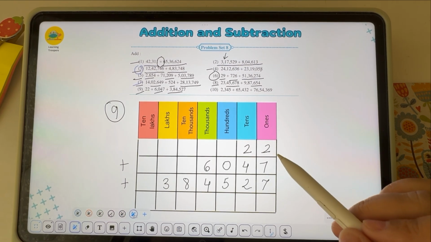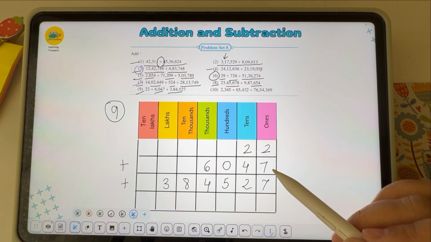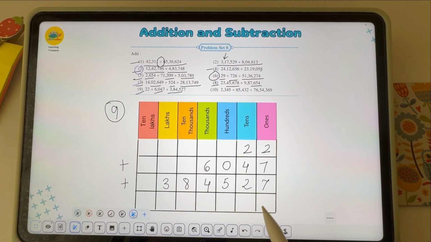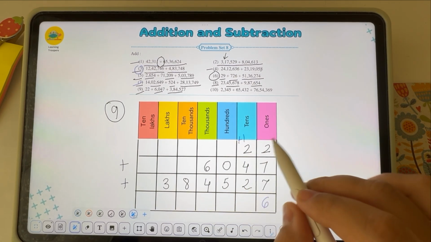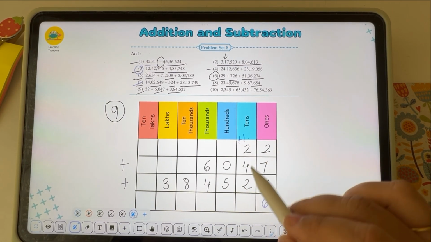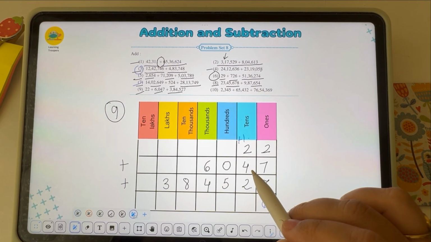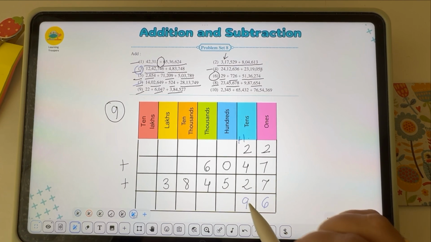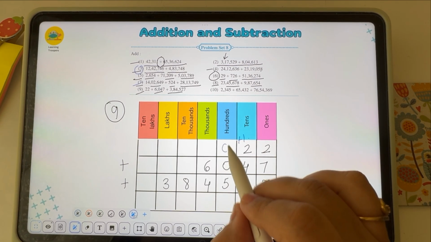Now let's add. 2 plus 7 is 9. 9 plus 7 is 16. Write 6 below, carry over 1. 1 plus 2, 3. 3 plus 4 is 7. 7 plus 2 is 9. Nothing over here, so 0.